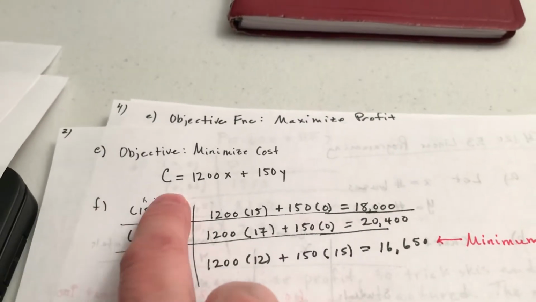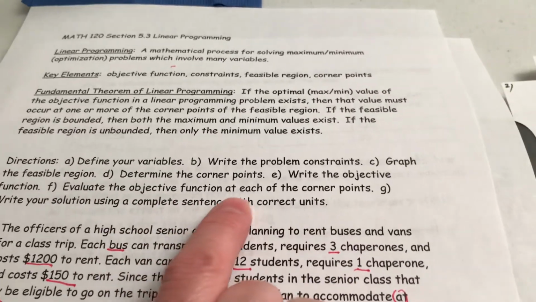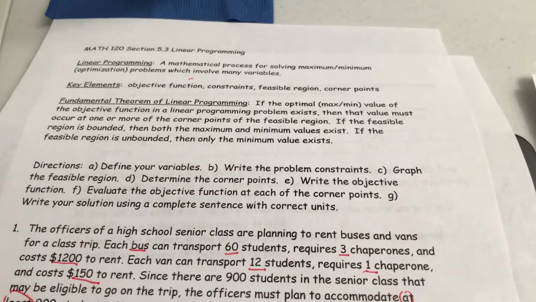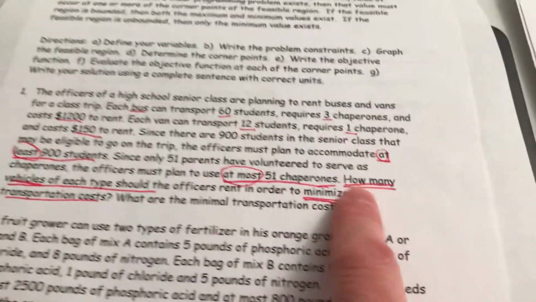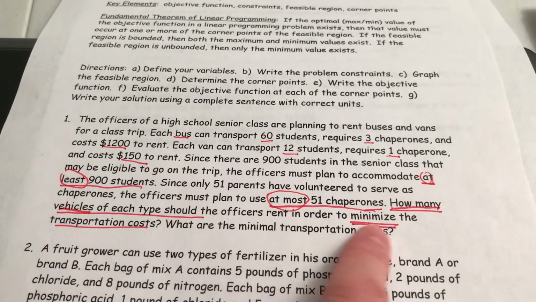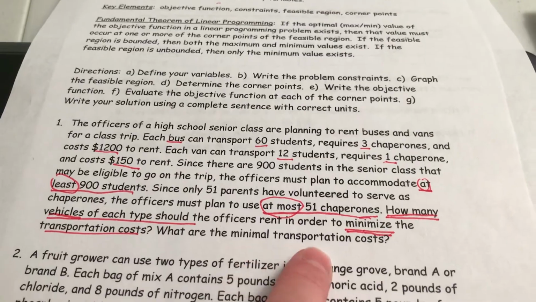And F, we've done F. It just says, evaluate the objective function at each of the corner points. Done. G, write your solution. Well, what's the question? So it says, how many vehicles of each type should the officers rent in order to minimize the transportation costs? What are the minimal transportation costs?